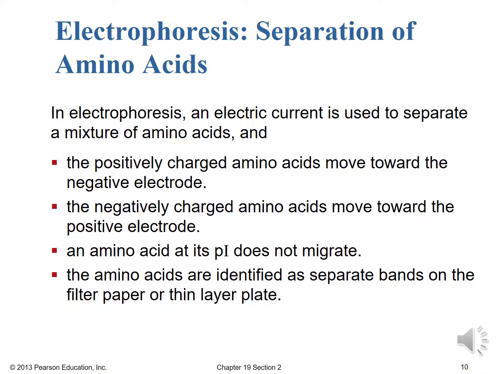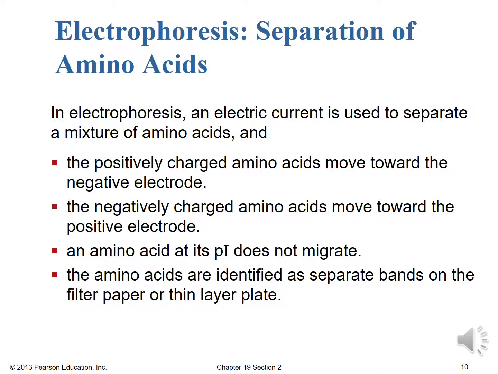Okay, so hopefully we'll make things a little more concrete now, discussing applications of those charges. A major application here is electrophoresis, which involves the separation of amino acids based on charge. So in electrophoresis, an electric current is used to separate a mixture of amino acids, and as you would expect, the positively charged amino acids will move toward the negative electrode, the negatively charged amino acids will move toward the positive electrode, and an amino acid at its pI does not migrate, right?